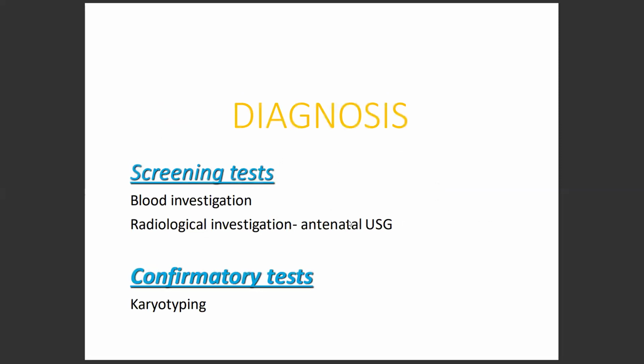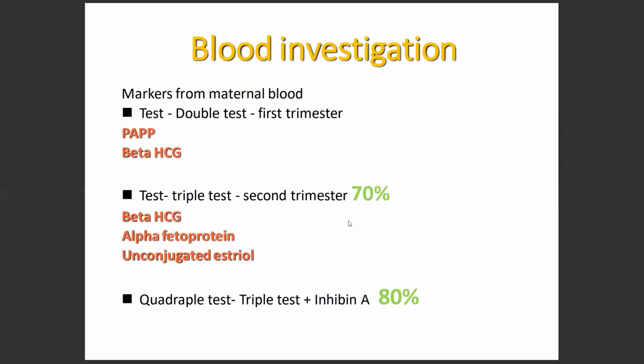Then about the diagnosis, we have a screening test and a confirmatory test. The screening tests are usually done in all pregnant women. We have to do two investigations, that is blood investigations and radiologic investigation, which is usually antenatal USG. And the confirmatory test is karyotyping. That is all about the diagnosis.